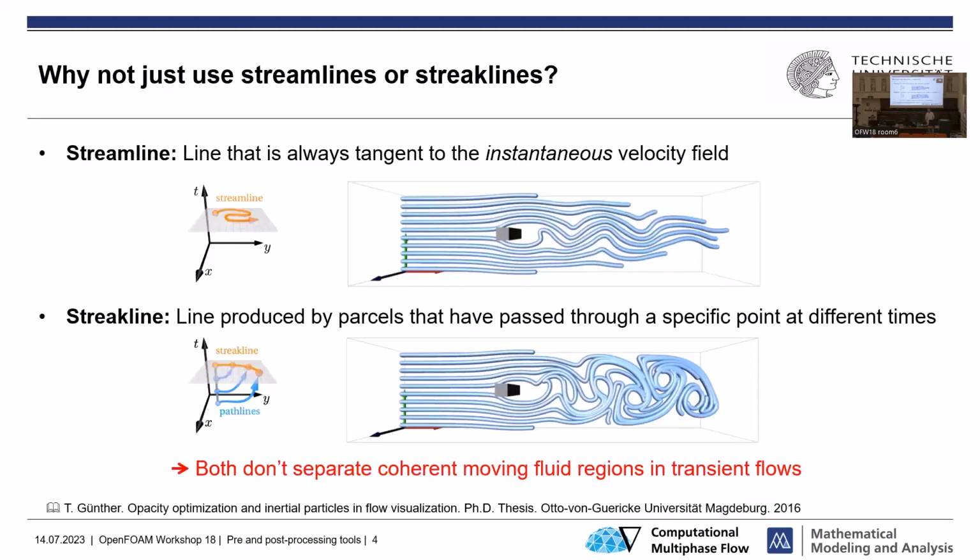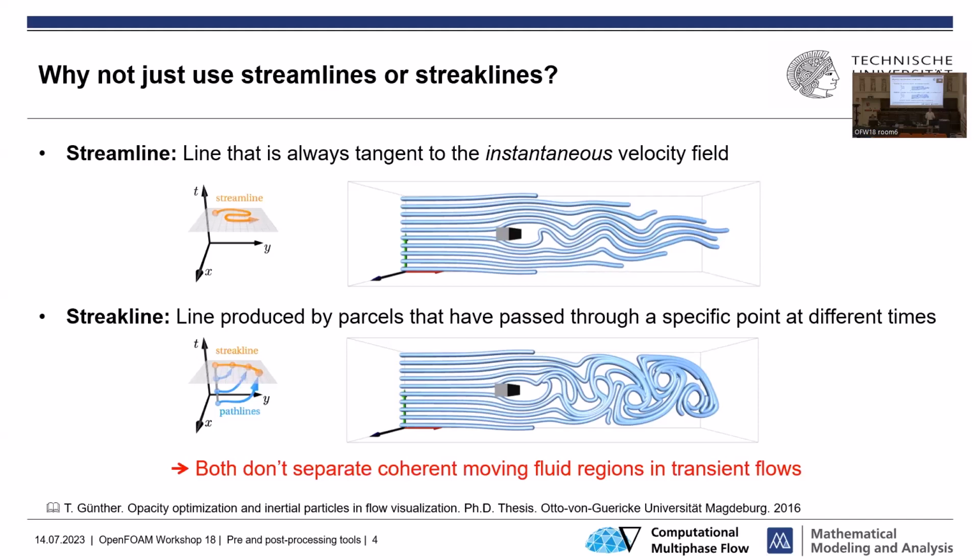So when I first started to work on these LCS, my question was, why shouldn't I just use streamlines or streak lines? Because this is the first thing an CFD engineer would do in computing or visualizing velocity. So at first, I want to give a short recap on what streamlines and streaklines are. Streamlines are always tangent to the instantaneous velocity. And streaklines are lines that are produced by parcels that have passed through a specific point at different times.